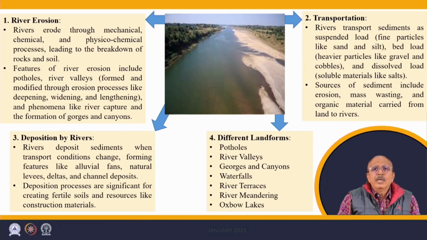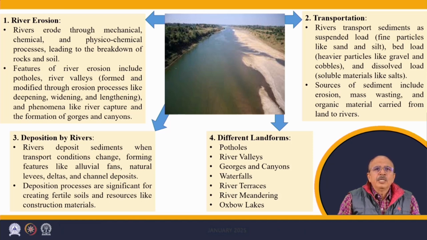Then after erosion is the transportation. Rivers transport sediment as suspended load, fine particles like sand and silt; bed load, heavier particles like gravel and cobbles; and dissolved load, generally soluble materials like salts. Sources of sediment include erosion, mass wasting, and organic materials carried from land to rivers.